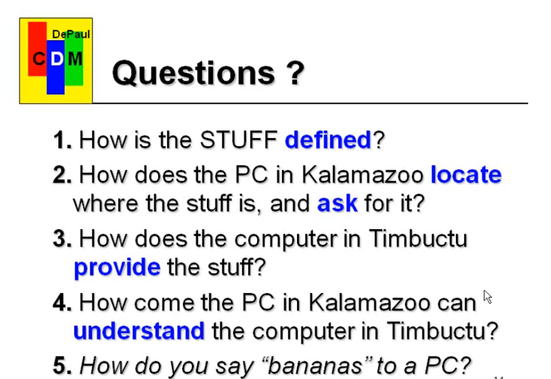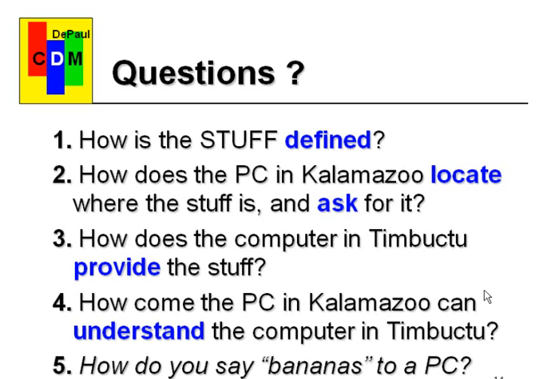So question number 3, how does the computer in Timbuctu, that's the sending location, provide this stuff? And how does the PC in Kalamazoo actually understand the computer? It might be a completely different kind of computer. You're already familiar with the fact that some of us have PCs, some of us have Macs, but there are other types of systems in the world too. There's other software that could run on a PC. Linux is one of them, a different operating system, and even others. And the web servers are not necessarily either Macs or PCs. They might be Linux machines or Unix machines, or even IBM mainframes, or somebody else's type of computer.